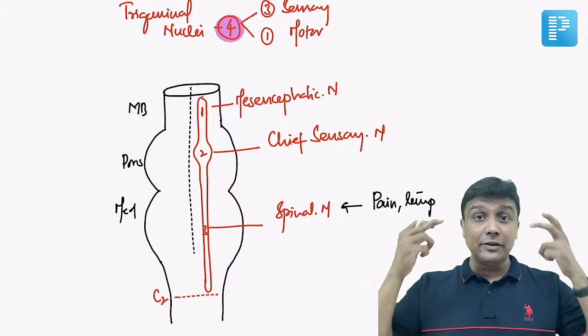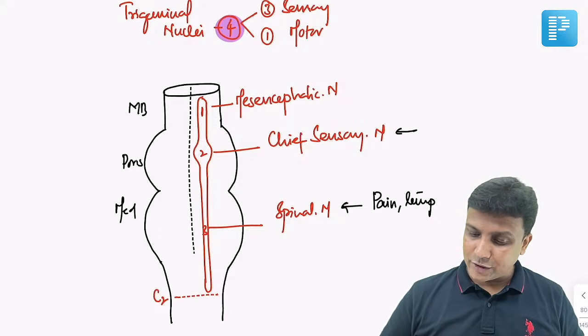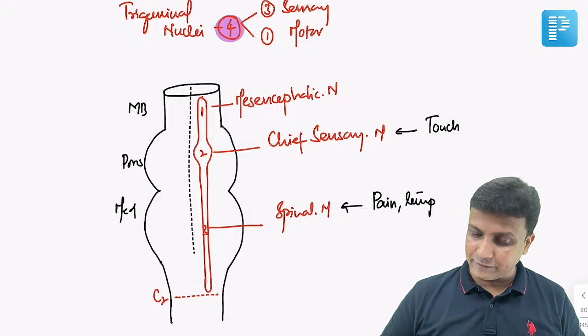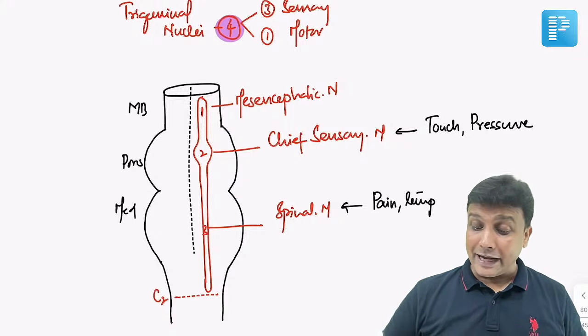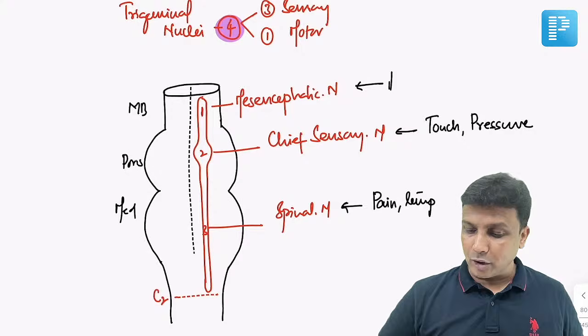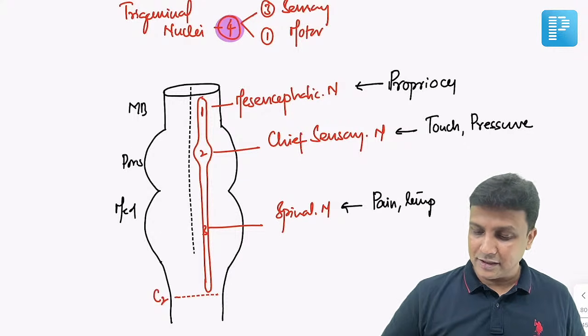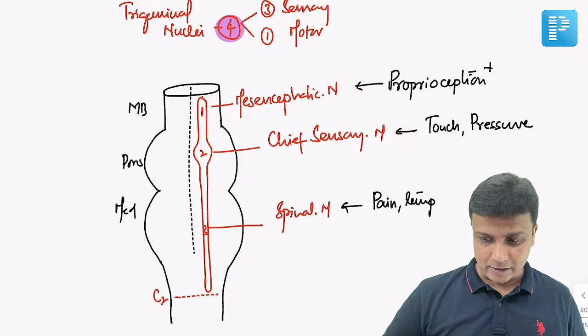So pain and temperature from the face go to which nucleus? The spinal nucleus. The chief sensory nucleus is the one which receives the touch and pressure from the face. And this was already asked in your INI-CET exam. Please remember that the proprioception from the face is received by the mesencephalic nucleus. A question was already asked.